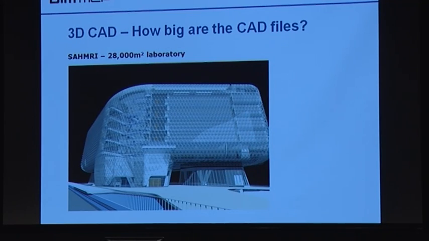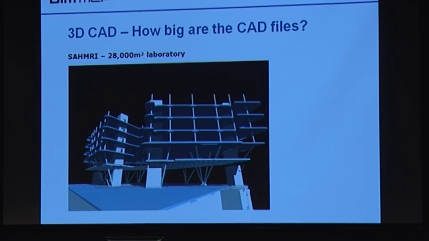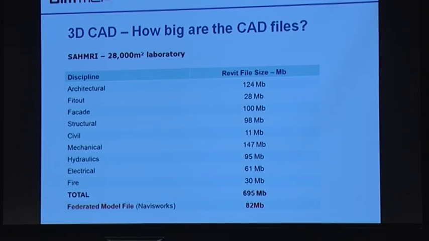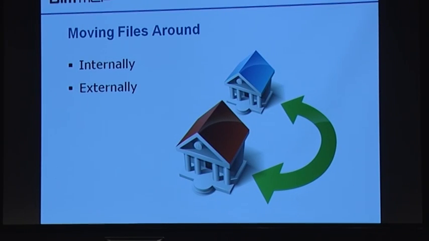Something a bit bigger, this is the South Australian Health Medical Research Institute laboratory over in South Australia. 28,000 square metres, very service intensive. So there's 695 megabytes of files to move around. It doesn't count the facade file. The facade file you see there is the one that they put into the model, so the federated model was only 82 meg. When we take their real one in, the model blows out to about 300 meg. So again, a fair chunk of files to move around. And if you're going to shuffle those around on a daily basis or a weekly basis, so you can see you need some reasonably good bandwidth to move them. A couple of issues about moving files around.